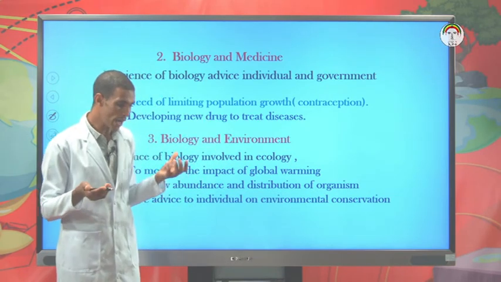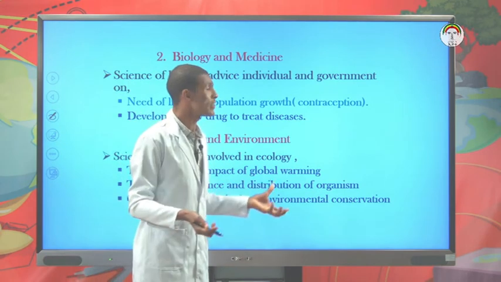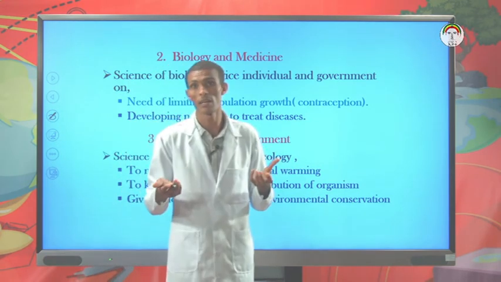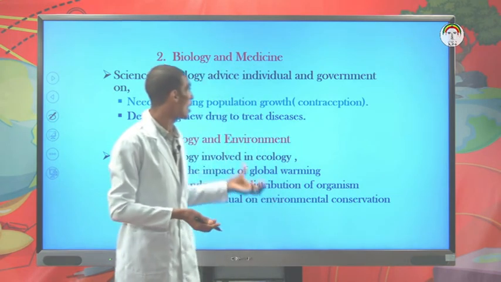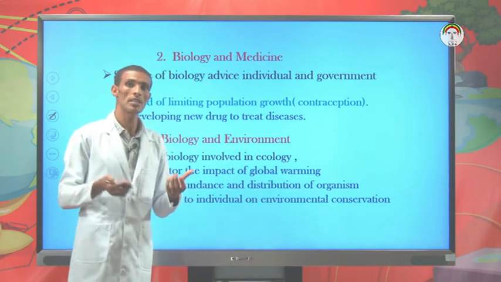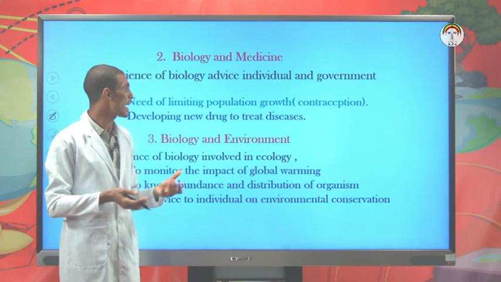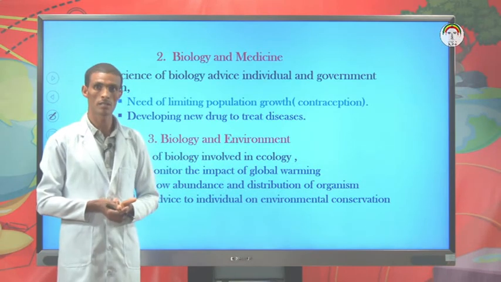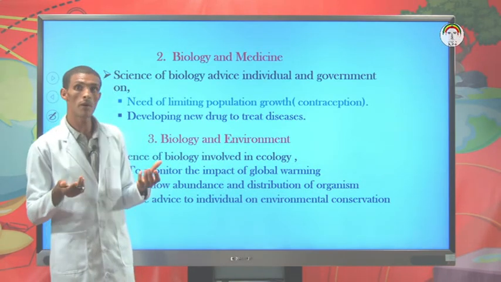Additionally, we have seen the relevance and importance of biology in our country in the agricultural sector, in the medicine sector, and again in the environment sector. Students, this is all about today's lesson.